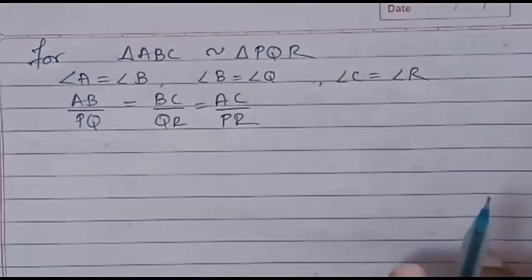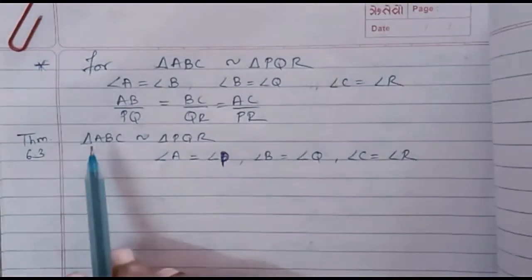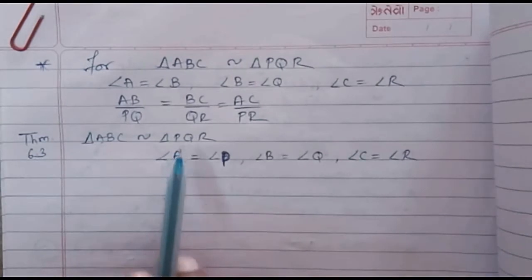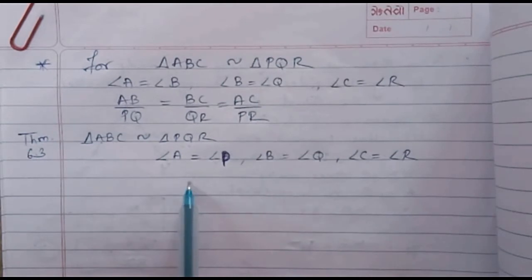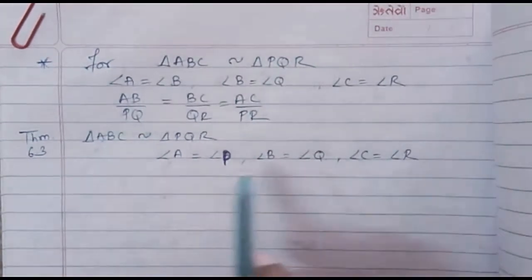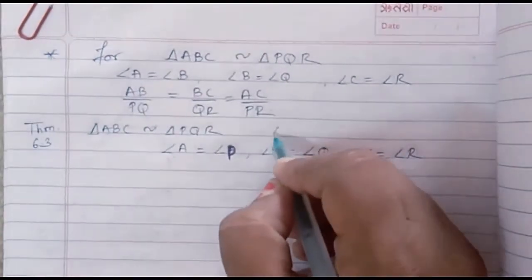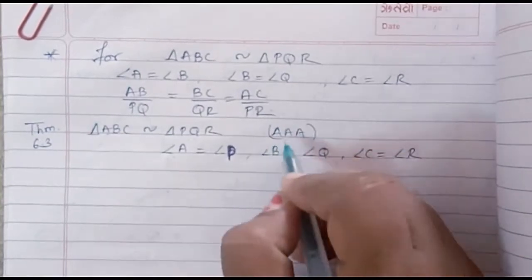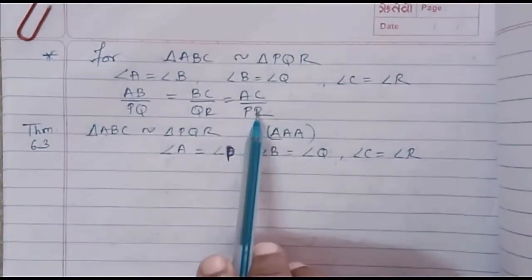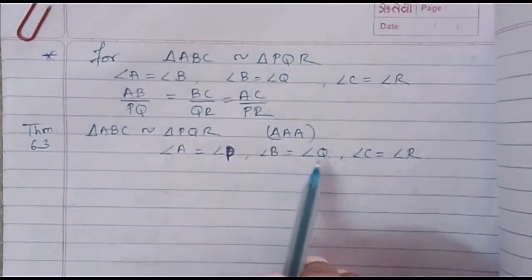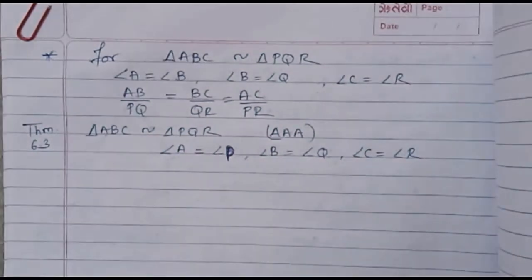So let us start with theorem number 6.3. So according to theorem number 6.3, in two triangles, if the corresponding angles are equal, then their corresponding sides are in same proportion, and so the two triangles are similar triangle. So we can also refer this theorem as AAA theorem, that is angle angle angle. Means even if sides are not given to you, if only the corresponding angles are equal in measure, then we can say the two triangles are similar.